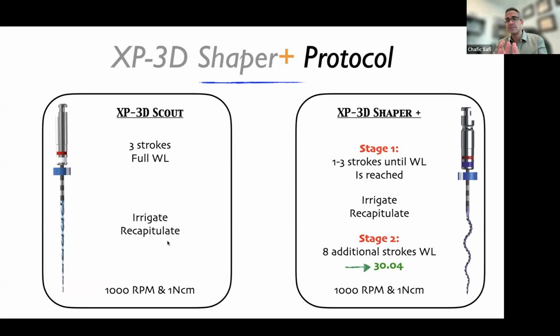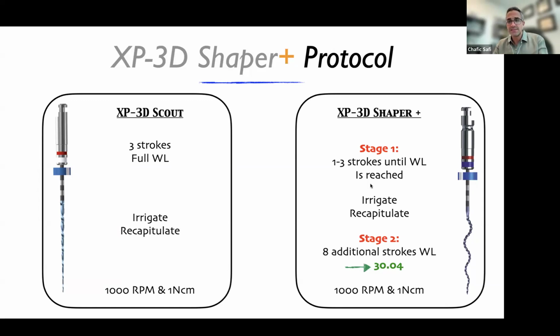When you are at the stage of employing the XP 3D Shaper Plus, this has to be done in 2 stages or in 2 steps. The first step has the role of reaching the working length, meaning you're going to take the XV3D Shaper Plus and employ it 1, 2, 3 strokes until you reach your working length. Once working length is reached, you're going to irrigate and recapitulate and then move to stage 2.